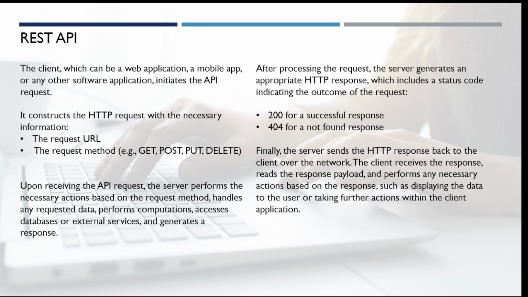Upon receiving the API request, the server performs the necessary actions based on the request method, handles any requested data, performs computations, accesses databases or external services, and generates a response. After processing the request, the server generates an appropriate HTTP response, which includes a status code indicating the outcome of the request. 200 for a successful response, or 404 for a not found response.